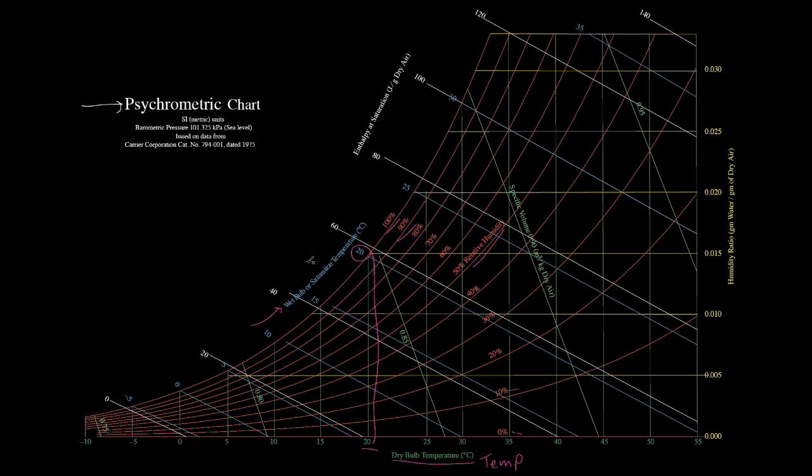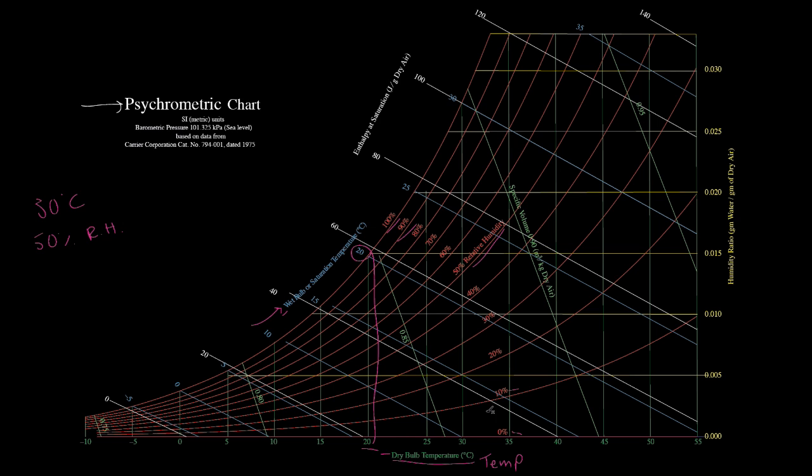So on a psychometric chart, if you define two pieces of information, you have everything fully defined in the system. So if we have the dry bulb temperature and the wet bulb temperature, that would have an intersection of two lines and it would fix the point. More commonly, what you'll see is we'll define a dry bulb temperature, and let's just say a case of 30 degrees C and let's say 50% relative humidity. And we'll use this as our base case.